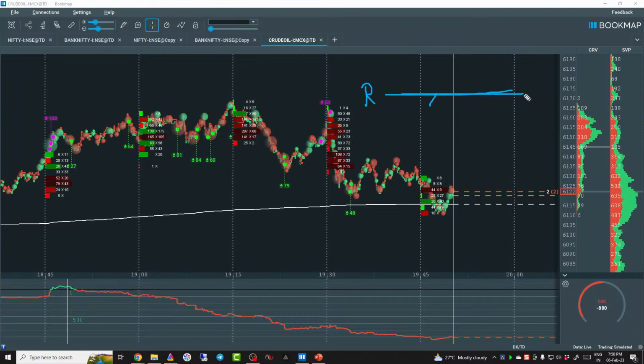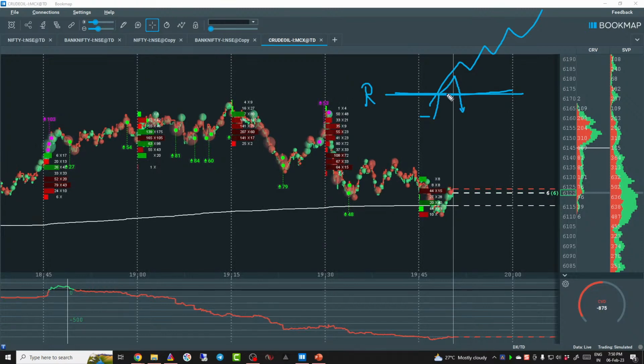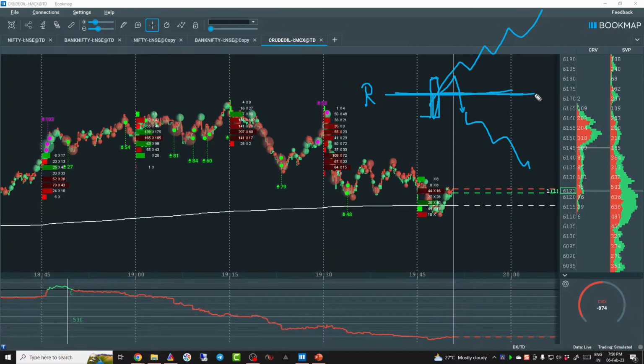So basically assume that this is a resistance, and price is presently here. When price approaches this level, two things can happen. Either it can break this level and continue to trade in the breakout direction, or it can fail and fall back below the resistance. In that case, we can expect downward momentum. These are the only two actions that can happen. Now assume this is a 15-minute candle that has broken the resistance.